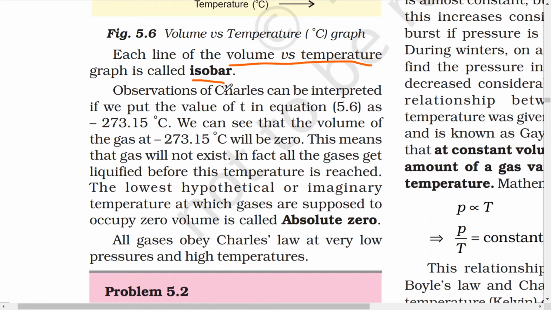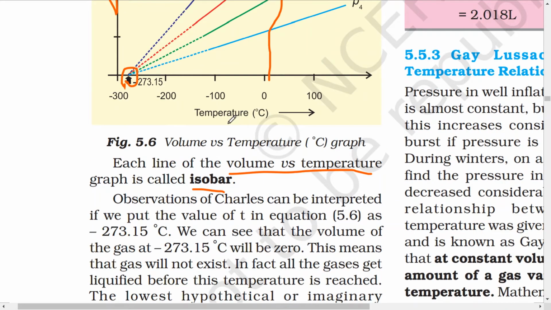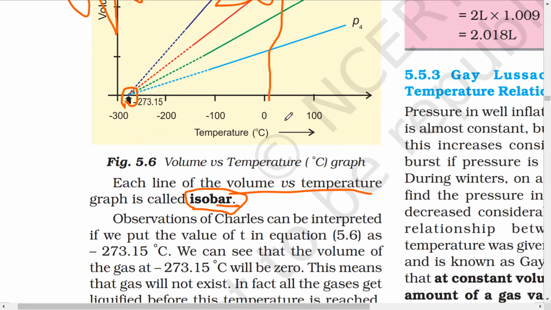Why is it called isobar? You might know isotope and isobar. Isobar is something where atomic mass remains constant, right? Atomic mass, that is for elements. Here, bar means pressure, right? Hence isobar. So in the volume-temperature graph, when pressure remains constant, that is called isobar. Very important note.